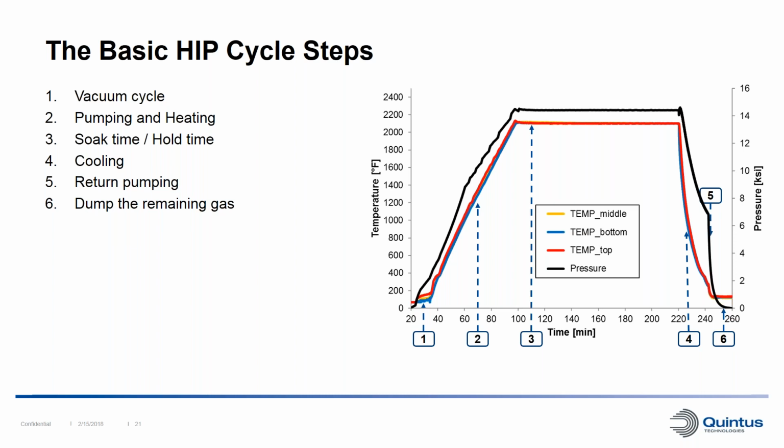The curves we can see in the graph: we have the black curve, which is the pressure, connected to the right vertical axis. And then we have 3 different temperature curves. These are from 3 different thermocouples in the hot zone of the furnace. We have 1 thermocouple in the bottom of the furnace, 1 in the middle, and 1 at the top.